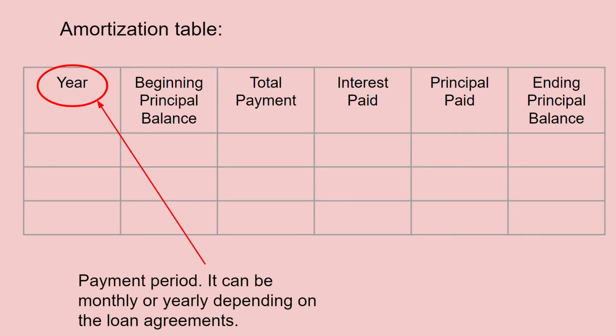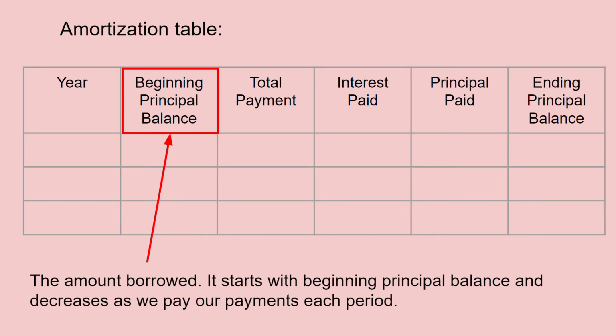This is an amortization table. The first column is payment period. It can be monthly or yearly, depending on the loan agreements. Beginning principal balance, that's the amount you borrowed. It starts with the beginning principal balance and decreases as we pay our payments each period.